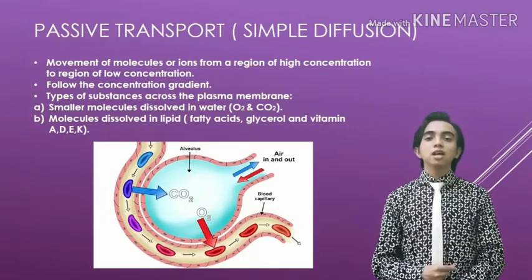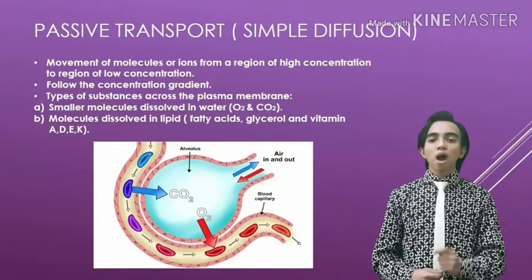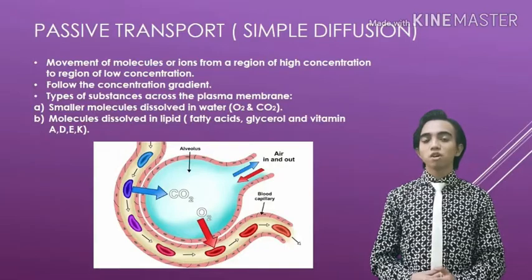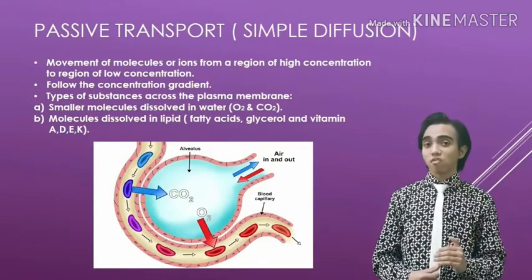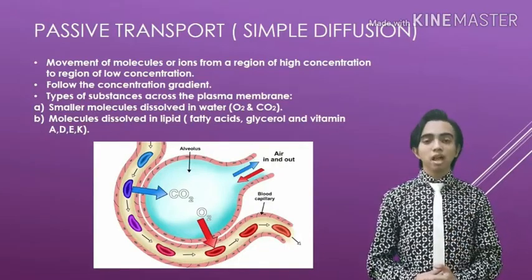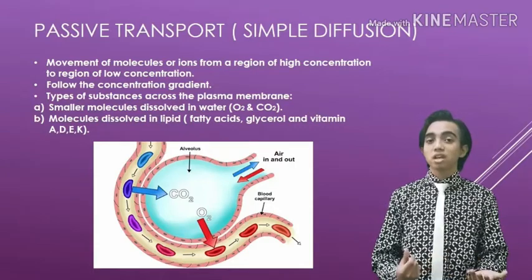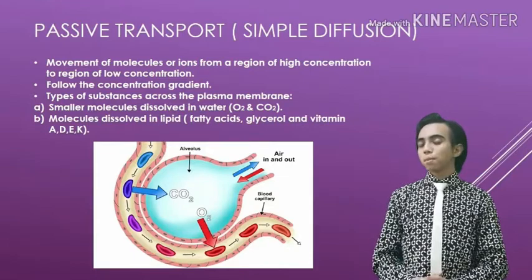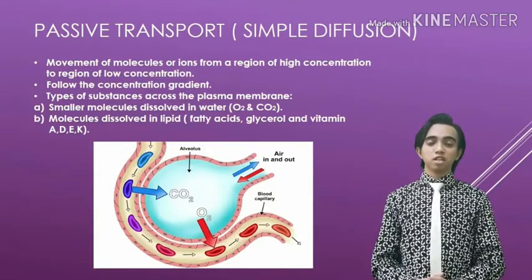The carbon dioxide is the same. Carbon dioxide in the blood vessel, which has a high concentration of carbon dioxide, will move out into the alveolus, which has less carbon dioxide. So that's simple diffusion in our respiration process.